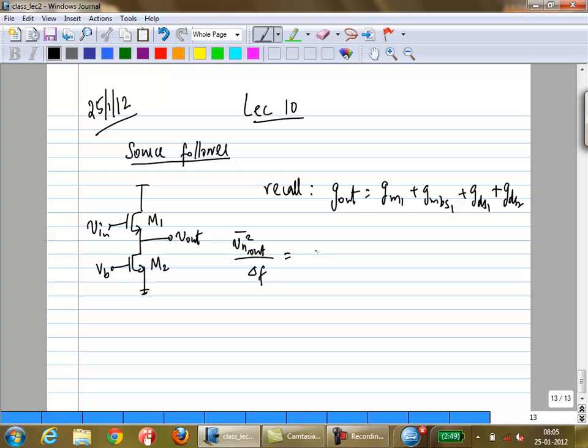So what is the output noise? 4K gamma 1 GM1 plus 4K gamma 2 GM2. That is the current noise coming from each one of these times 1 over G out squared. Okay. So now you can write the gain of this also, right? It's just GM1 over G out, right?